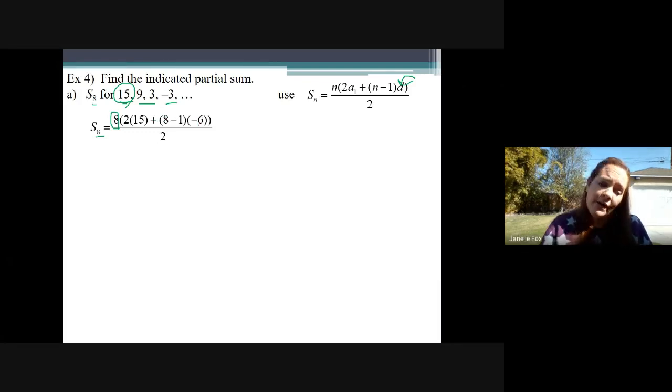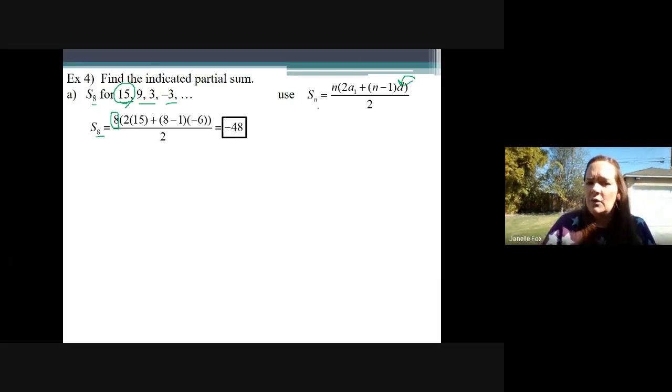It's just a matter of doing the right order of operations. I'm thinking about doing 8 minus 1 is 7. 7 times negative 6 is a negative 42. And then I have 2 times 15 is 30. So 30 and negative 42. Multiply by 8, divide by 2, and ta-da! That's it. Negative 48 is your answer.